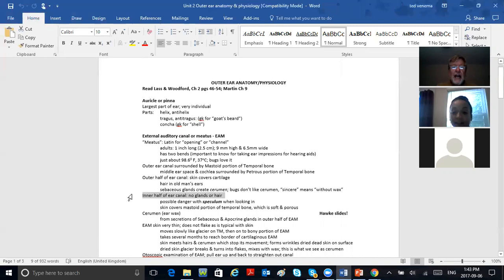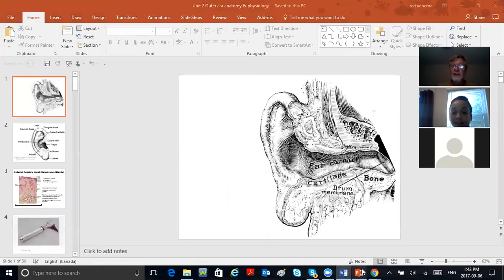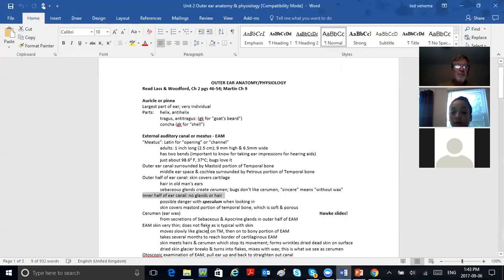The inner half of the ear canal has no glands or hair. Look at this: the inner half, where the skin covers bone, wax doesn't naturally get produced. When you use a Q-tip, you end up pushing the wax there, but it doesn't naturally grow there. The skin there is very, very smooth. Cerumen, earwax, from secretion of glands. Who cares if you know the names of those?